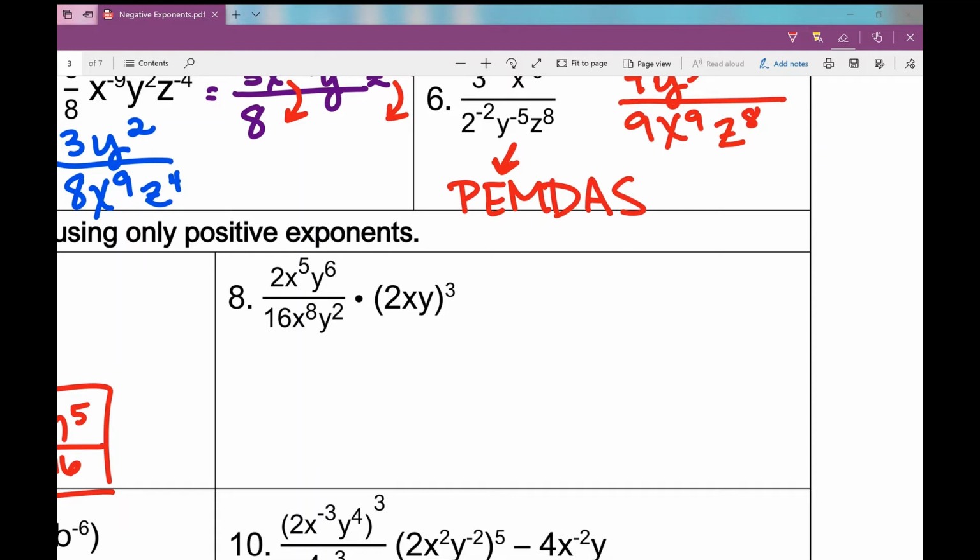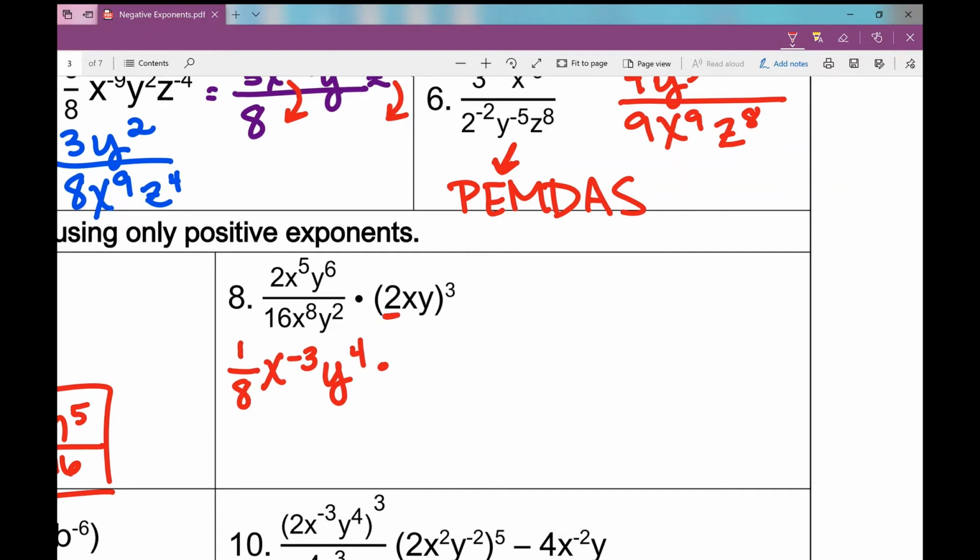2 over 16, that simplifies to 1/8. And then now I'm going to apply my quotient rule. X to the power of 5 minus 8 is negative 3. Apply my quotient rule to the y's. 6 minus 2, what do I get? Y to the 4th. Times, and I'm going to go ahead and simplify this other term over here using the power rule. Numbers, then variables.